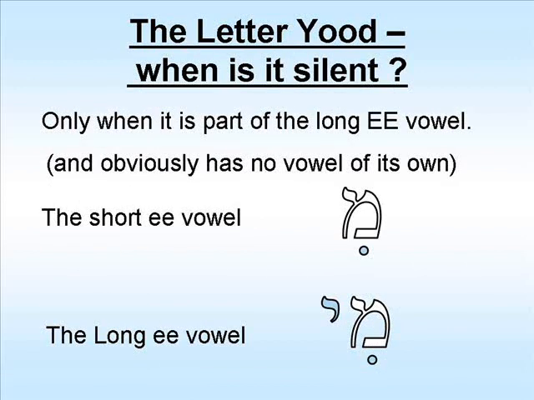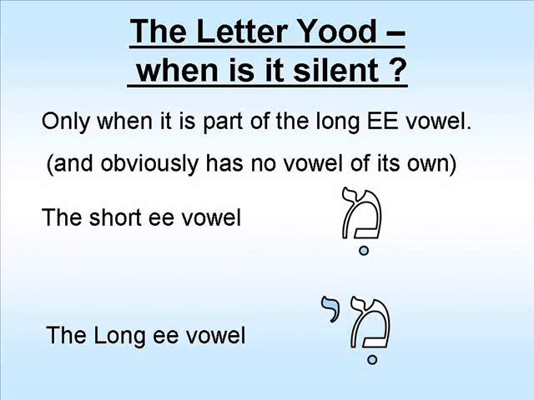The letter Yood, when is it silent? Only when it is part of the long E vowel, and obviously has no vowel of its own. For example, the short E vowel, mi. The long E vowel, mi. They are the same. They are equivalent.